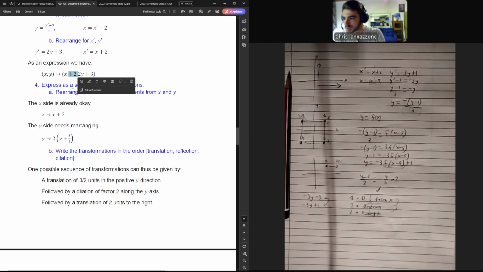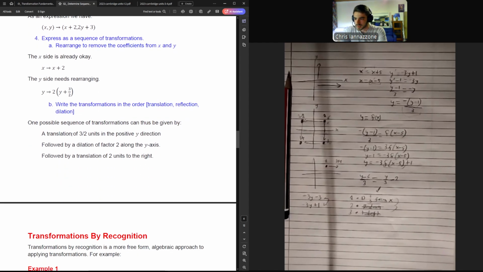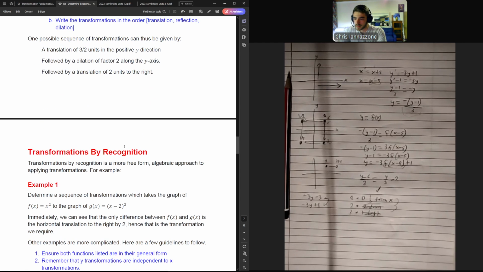But okay, x plus 2, nothing needs to be done there. This bit, however, has a multiplication of 2 on the y, so we're just going to take that out the front. And then we do TRD. So translation of 3 over 2 in the positive y, that's this one. Dilation of 2 along the y, so I've chosen to do both y and then go back to the x in this case. And then, yeah, translation of 2 to the right, because it's a plus 2 on the x. That's the gist of how that works.